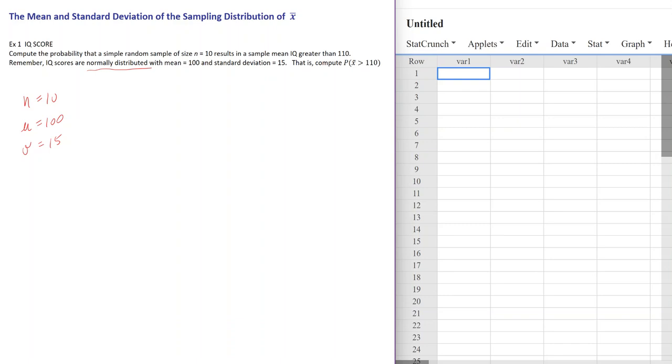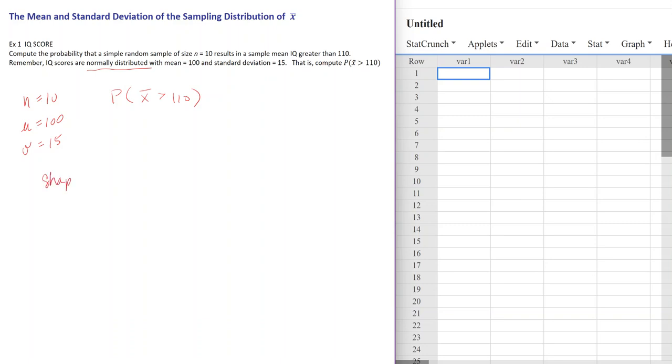Now, what we want to look at is the probability that a sample of size 10 results in a sample mean X bar greater than 110. And that probability statement that I just wrote in red comes from the very first sentence of the problem we're looking at. So in order to find this probability, we need to now discuss our sampling distribution. This is where we're going to talk about the shape, the center, and the spread.